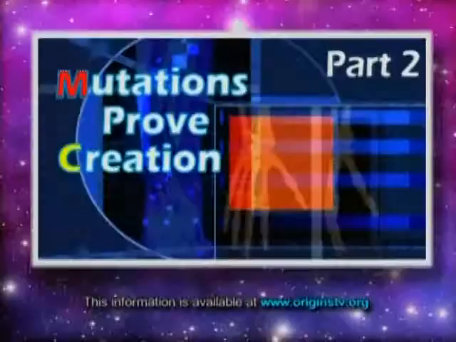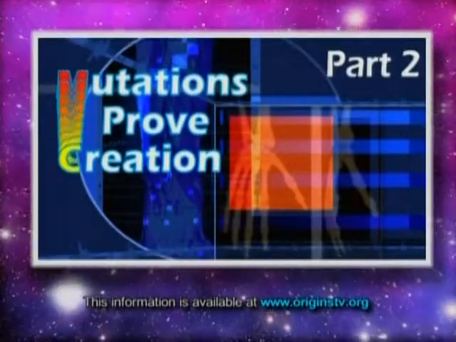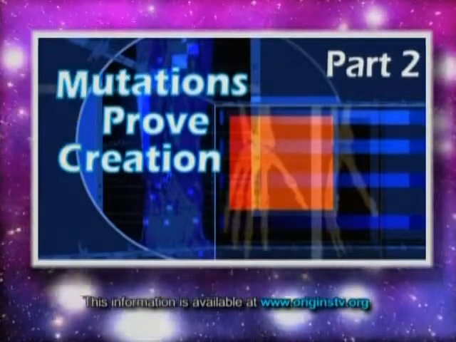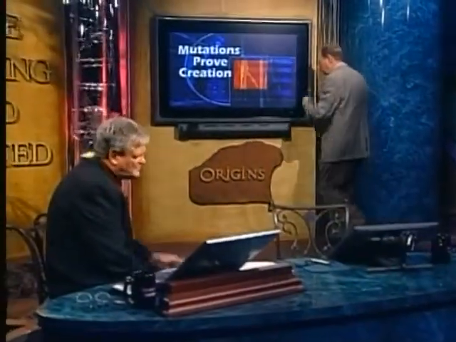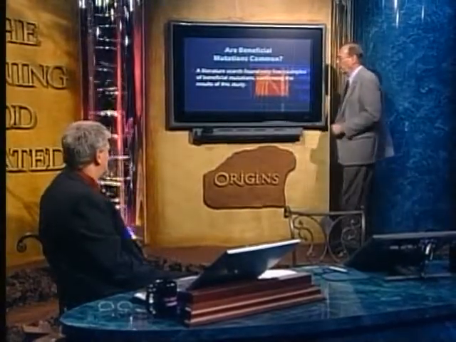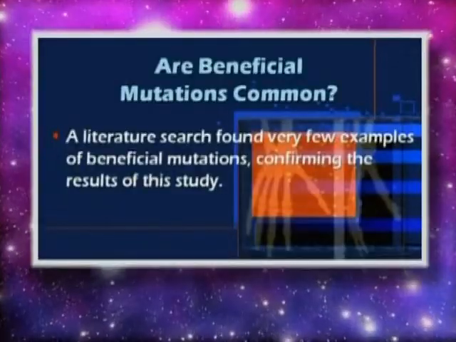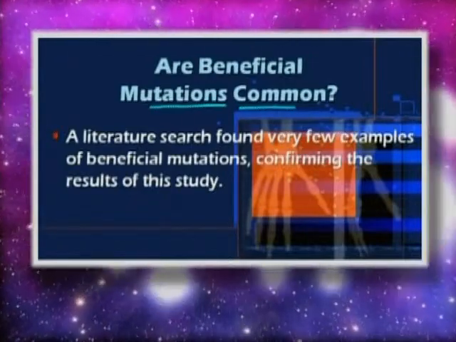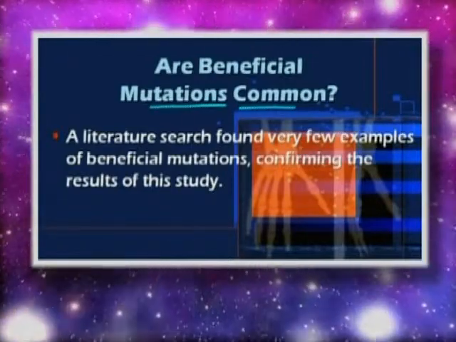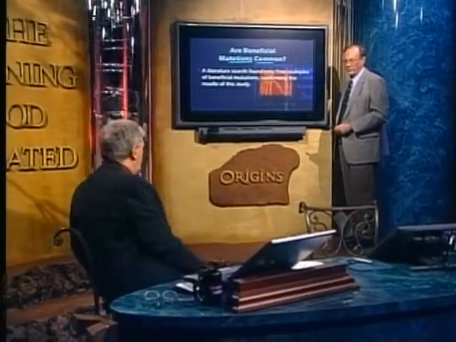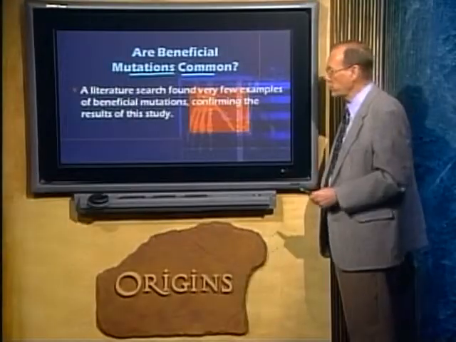Now, today we've got on the screen there, mutations prove creation. What does that mean? Why do you say that? Well, because when we study mutations, I looked at quite a few mutations, and the question is, are beneficial mutations common? Since evolution is based on mutations, are there many of them? It would take positive mutation, not negative mutation, for life to advance that way. What they call beneficial or favorable.